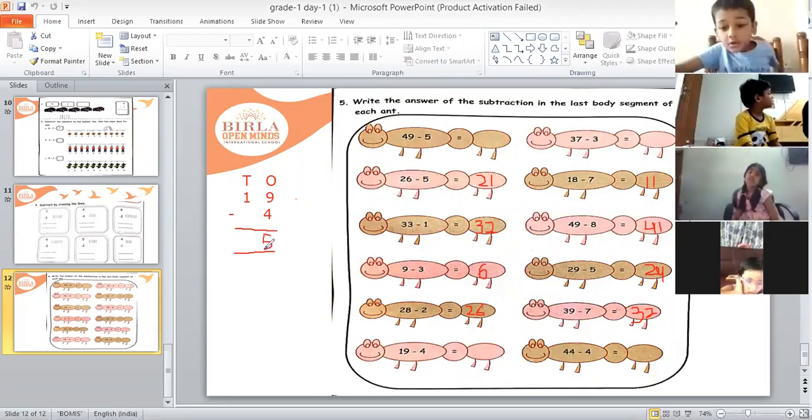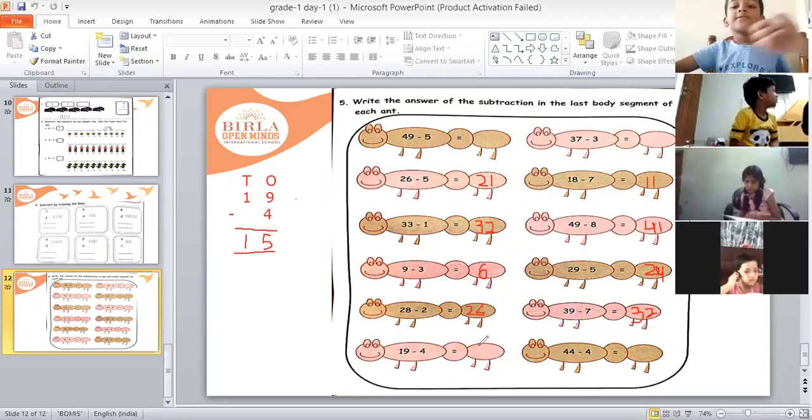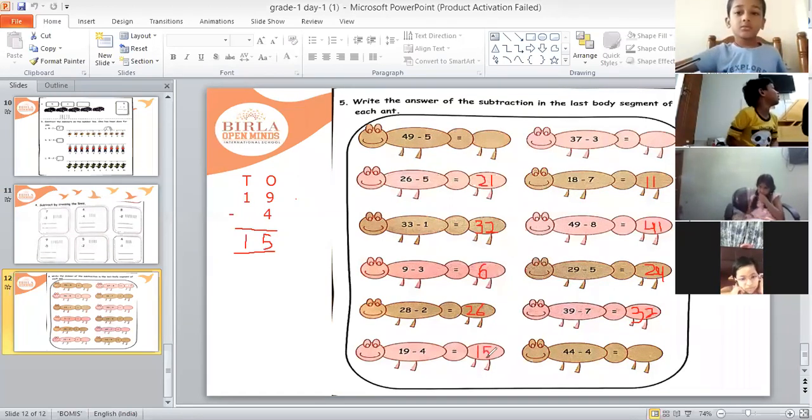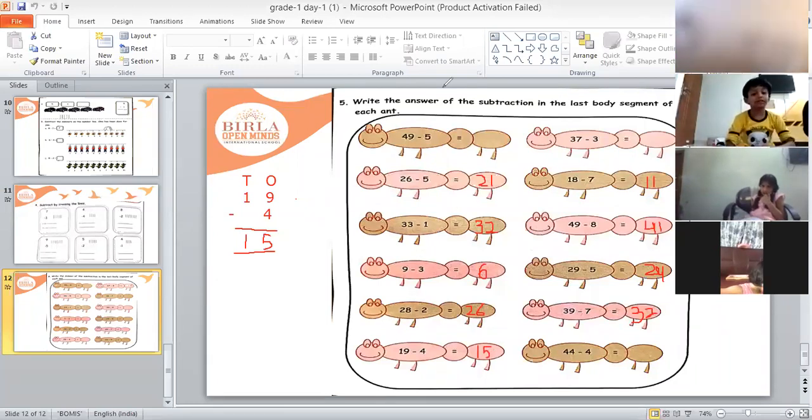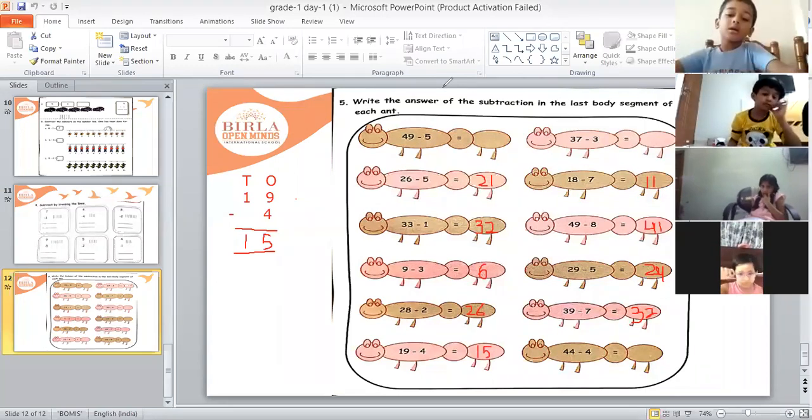So what we'll write in tens place now? This is 1. What is the answer? 1, 5, 15. So answer is 15. That's the correct answer. Very good. Thank you, ma'am. You're welcome.